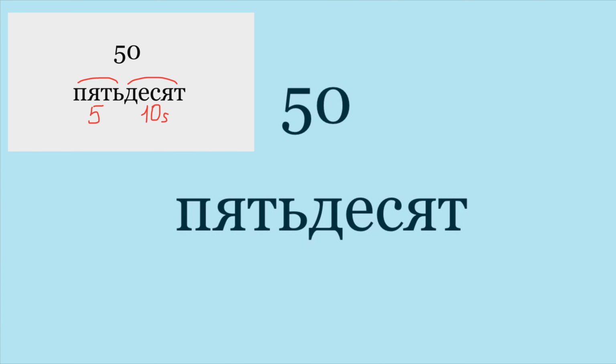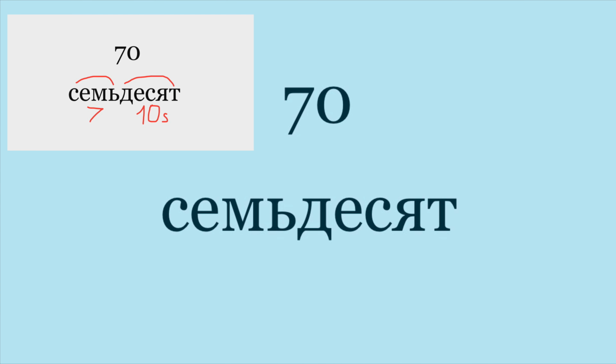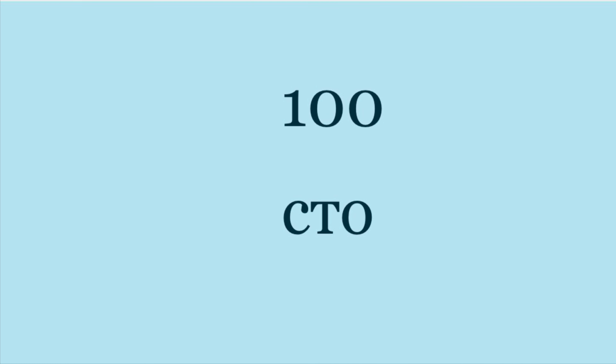50, 60, 70, 80, 90. 90 has 9 and 100 as base words, which could mean that it is 9 tens out of 100. 100. Now let's skip count by 100.